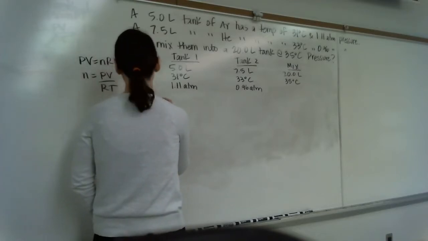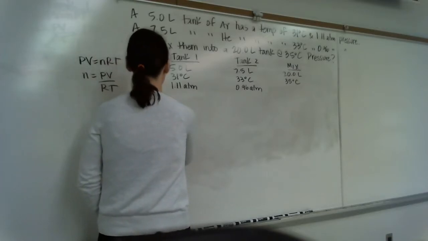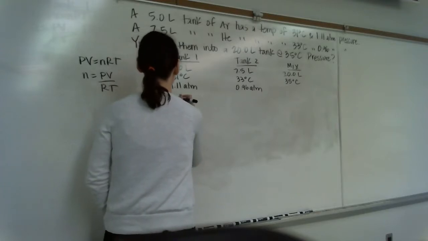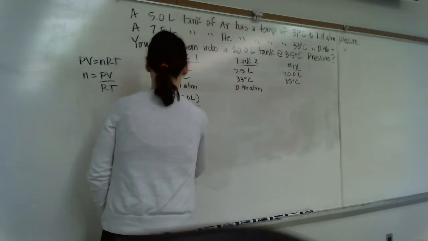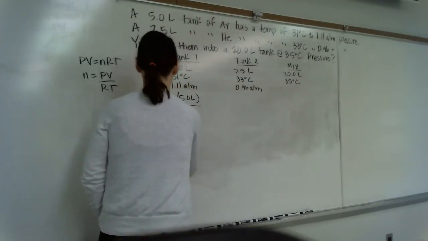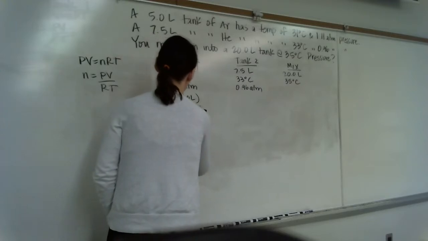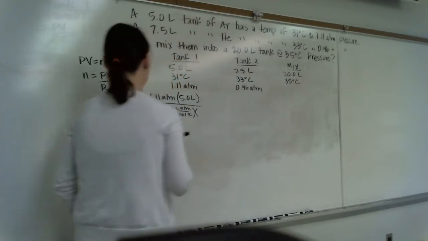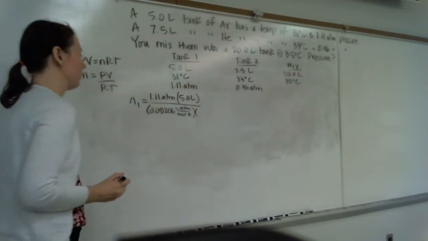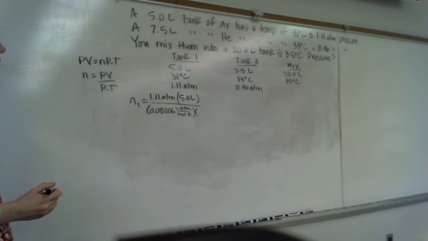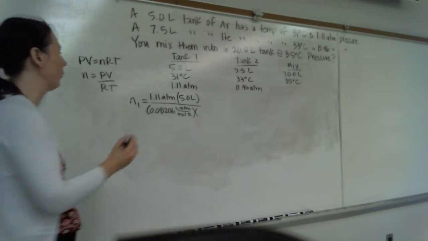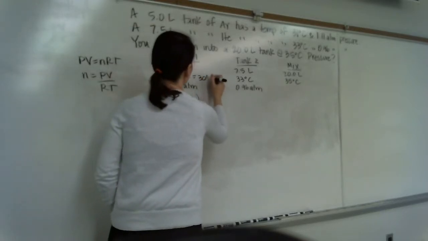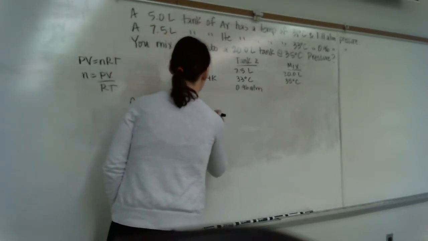n1 would be P, so 1.11 atm, and then V, 5.0 liters, over R, 0.08206 liter atmosphere per mole Kelvin. And then what's my temperature? Can I plug in this 31? What is that in Kelvin? 304 Kelvin.